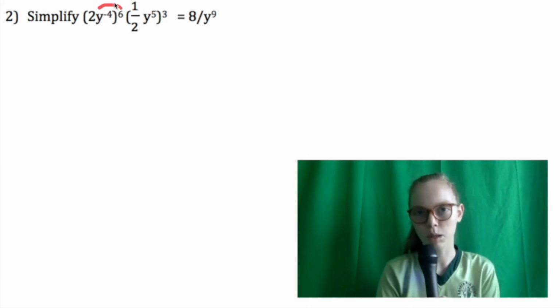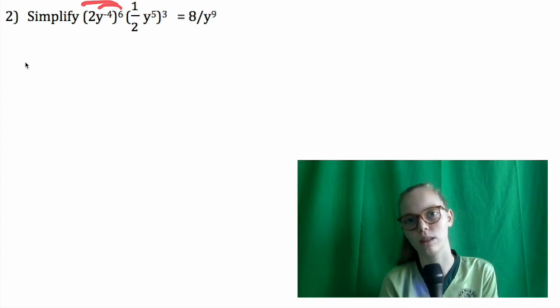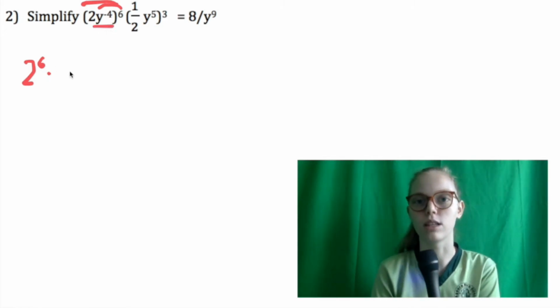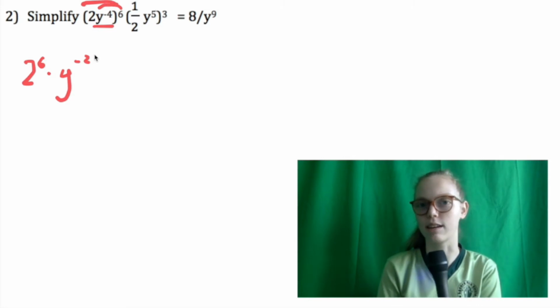So we're going to distribute this exponent into these parentheses. So 2 to the 6th power is just 2 to the 6th. And then we have to multiply the two powers on y. So it becomes y to the negative 24.